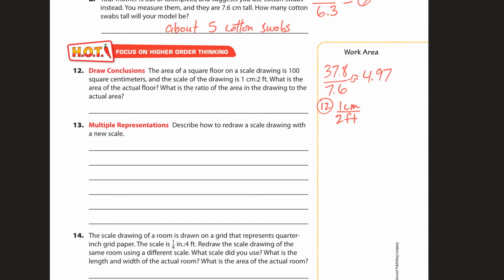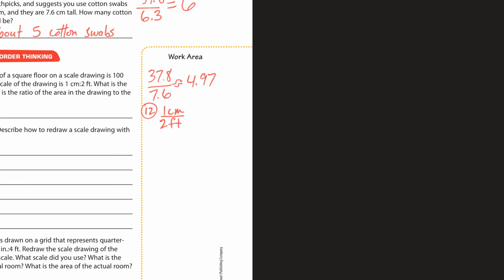Okay. And what we got to know is if we have 100 square centimeters, and I'm going to do this off to the side here, what that means is you have a square. What a wonderful square. And if it's 100 square centimeters, that means each side is 10 centimeters, because 10 times 10 is 100. And that's how you get your area.